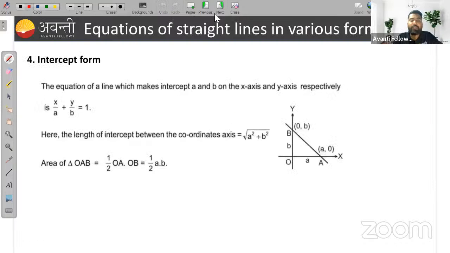Okay. Next, the intercept form. What is the intercept form? If a line cuts the x-axis and y-axis, where the x-intercept is a and the y-intercept is b, then the equation of the line will be x upon a plus y upon b is equal to 1, where a is your x-intercept and b is your y-intercept. Clear? This is the intercept form of a line.